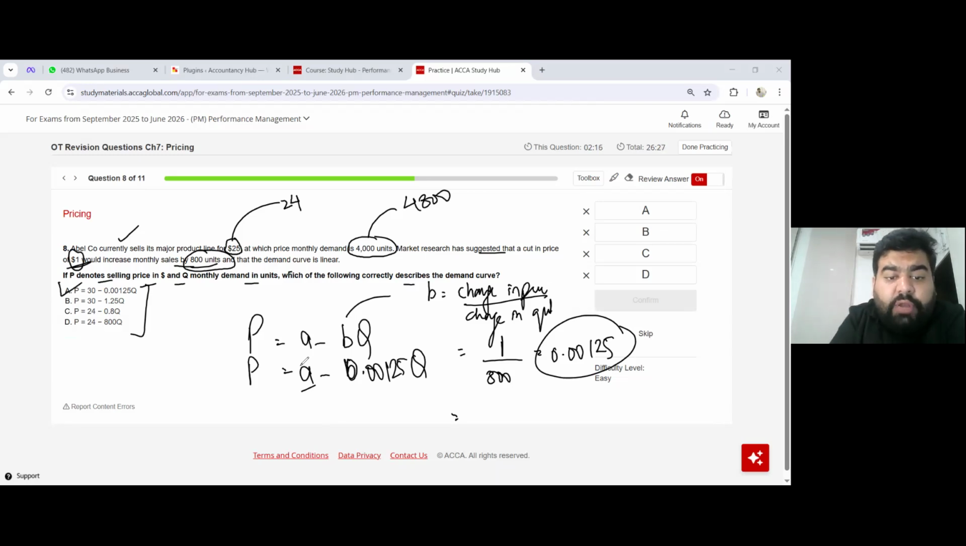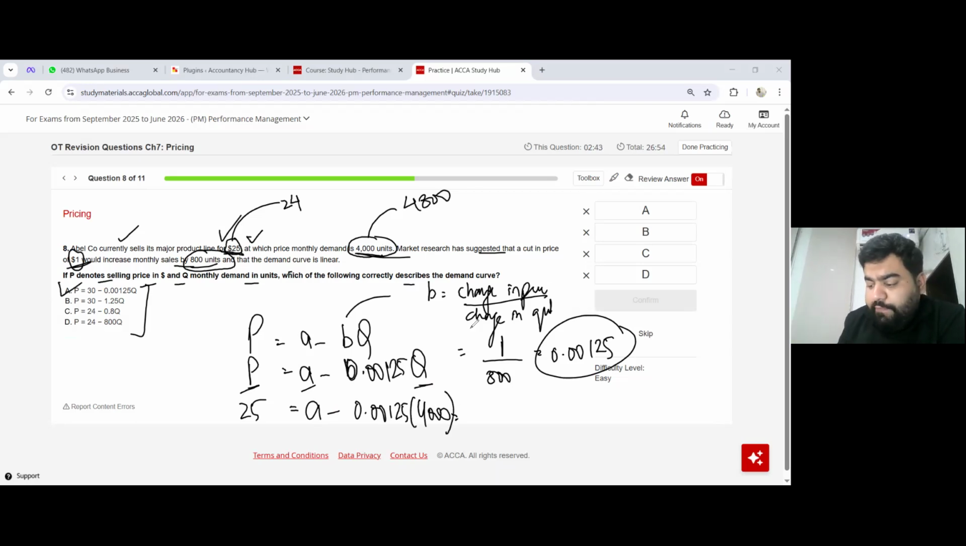So A, how to calculate? Now you have one quantity and one price. You know that the price given is 25, at which the quantity is 4,000. According to the question, just take the values. Take the price as 25 and the demand as 4,000. So 25 is equal to A minus 0.00125 times Q, where Q will be 4,000.